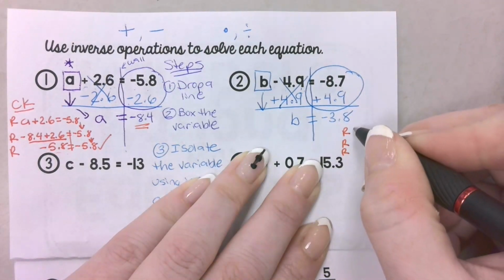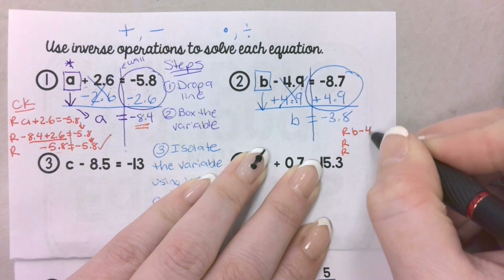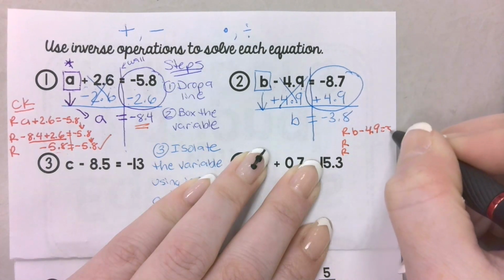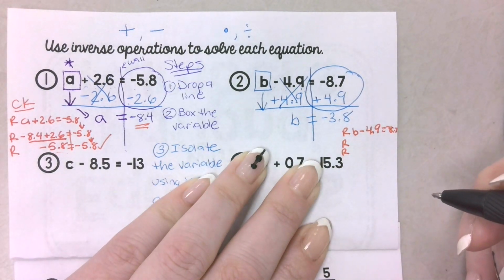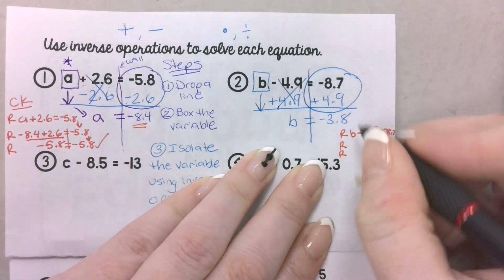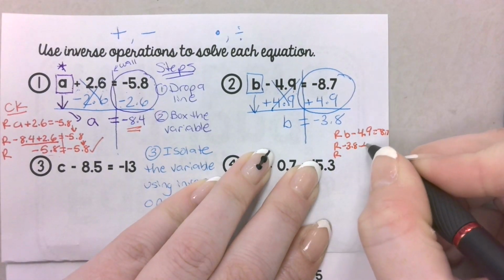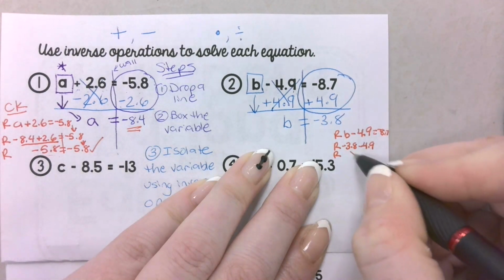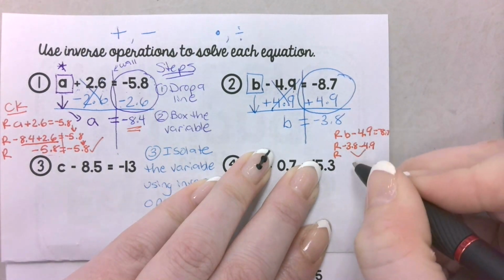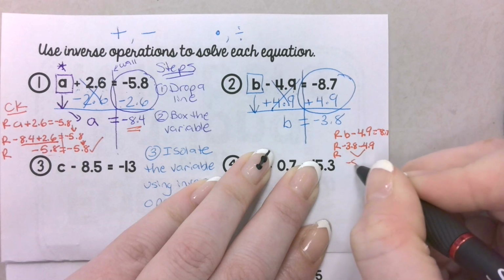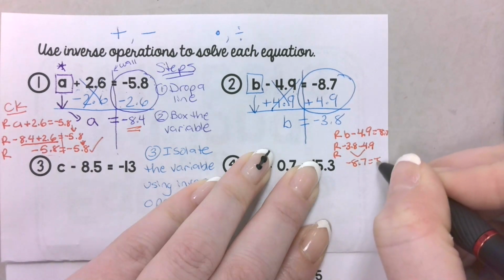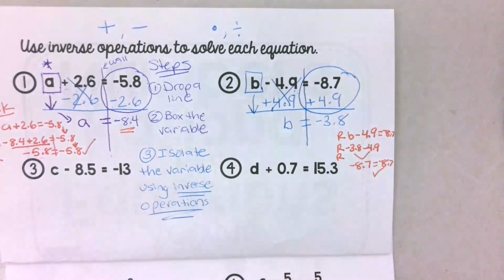So we rewrite the original. B minus 4.9 equals negative 8.7. Oh, I got really squished there. B is negative 3.8. So negative 3.8 minus 4.9. What does that give you? Gives you negative 8.7. And you end up with a true statement. So it works.